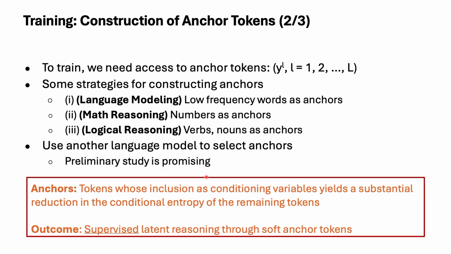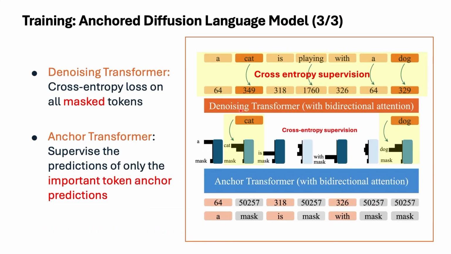So once you have that, you can train it in the following way. The standard denoising transformer is trained through cross-entropy. So here's a sentence: a cat is playing with a dog. For any unmasked word, this position, this position, this position, and this position, your system predicts some word and sees whether it's cat or not. Based on that, you have a cross-entropy loss. Because these are all categorical variables, you can put a cross-entropy loss. So far, there's nothing new. This is exactly how you would train a standard discrete diffusion language model.